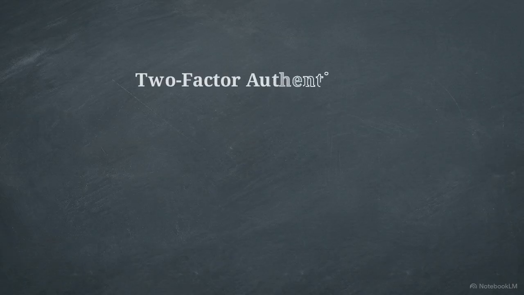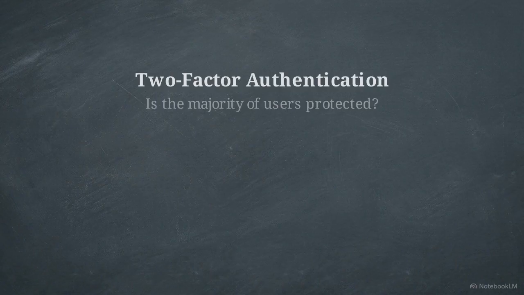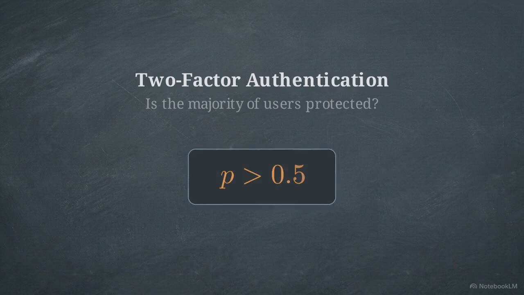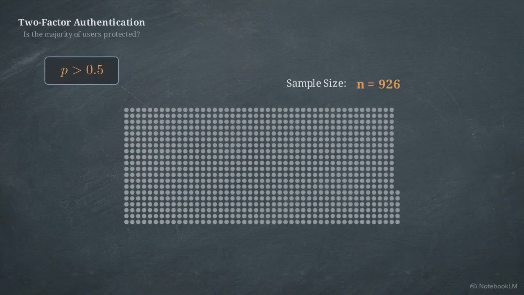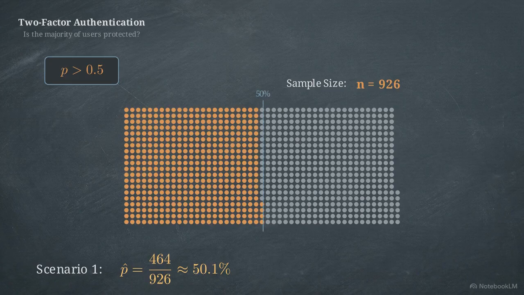Consider the claim that the majority of Internet users utilize two-factor authentication. Mathematically, that means the population proportion is greater than 0.5. To test this, imagine we survey a sample group of exactly 926 users. If our sample returns 464 users, just barely over 50%, our intuition immediately tells us the evidence isn't strong enough. If it returns 925 users, or 99.9%, the proof is overwhelmingly clear.